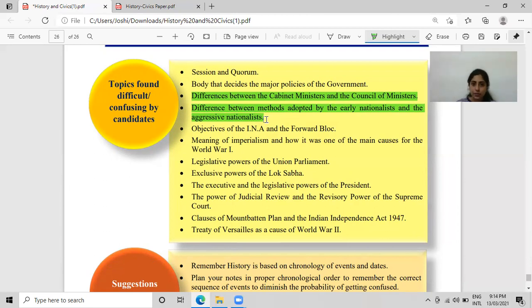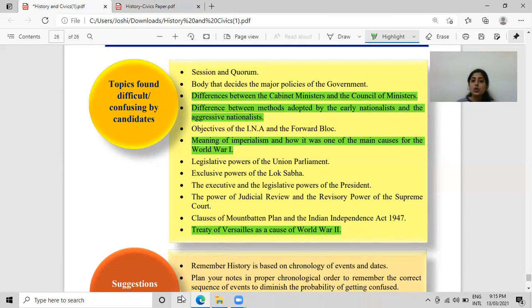study the objectives. Concentrate on World War I, the meaning of imperialism and how it was one of the main causes of World War I. Keep this as an important topic to study, as well as, from World War II, the Treaty of Versailles as a cause of World War II. The Treaty of Versailles is very, very important, students. It is asked in the chapter World War I as well as the chapter World War II.